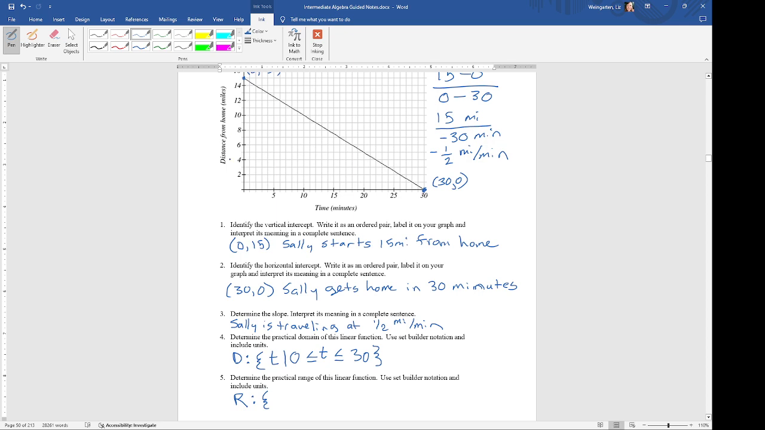Our unit for range is distance, such that the lowest distance is going to be 0, right? Distance can't be negative. It can't be negative 3 miles from home. It can go up to 15 miles because she was only 15 miles away. Distance can be 0, distance can be 15, so we use less than or equal to signs.